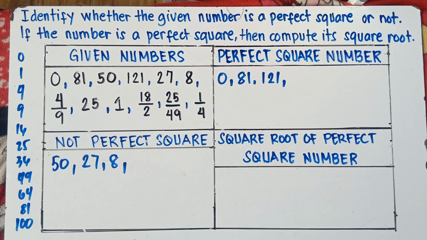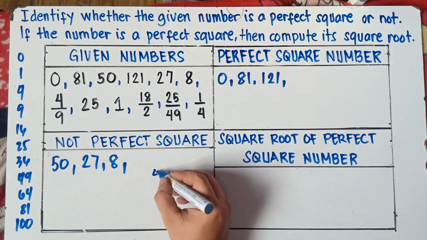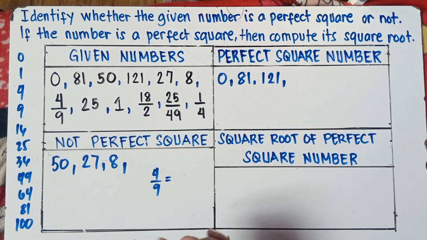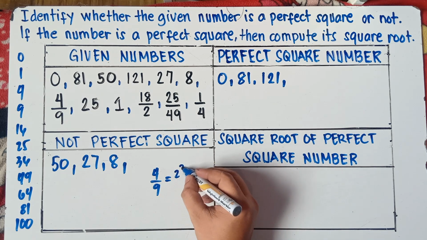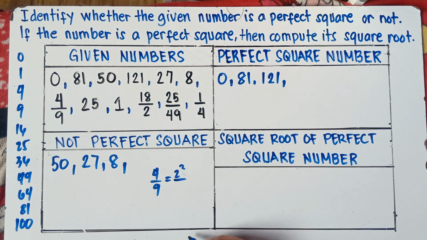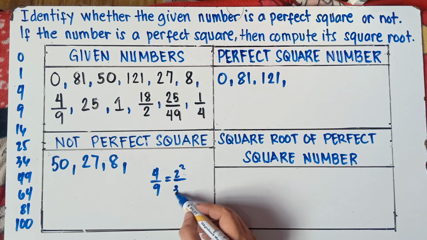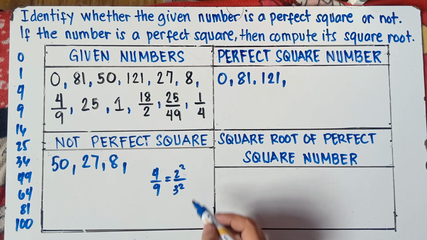How about 4 over 9? Is 4 over 9 a perfect square? So 4 over 9. Once again, class, to know that this fraction is a perfect square, you think of an integer that we can square. So for 4, we can do 2 squared, right? 2 squared means 2 times 2, and the answer is 4. For 9, we can think 3 squared, because 3 squared means 3 times 3.